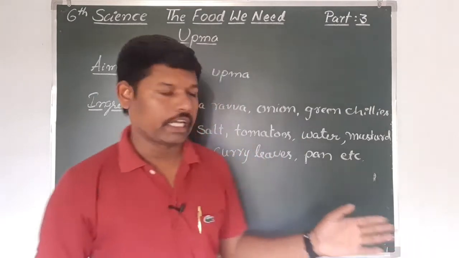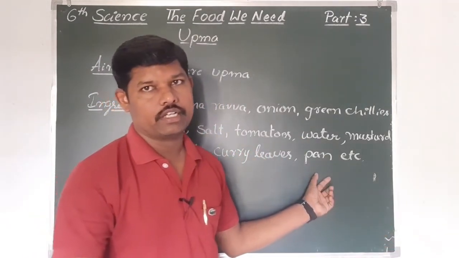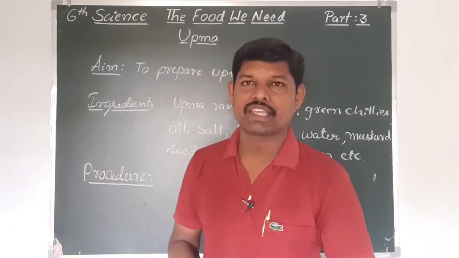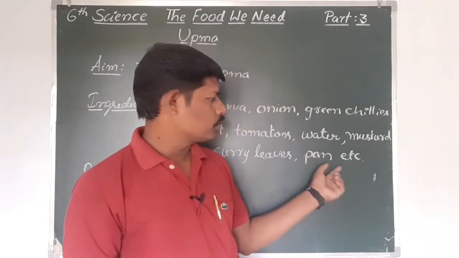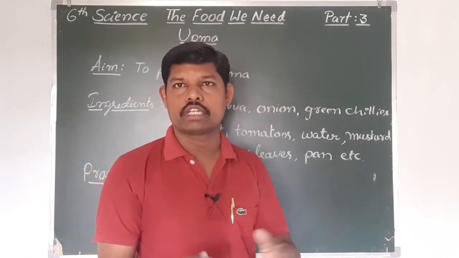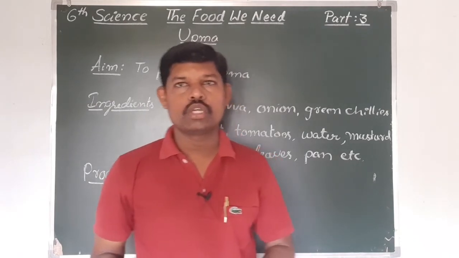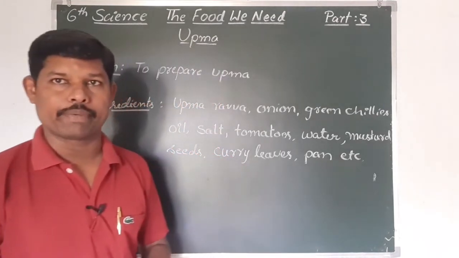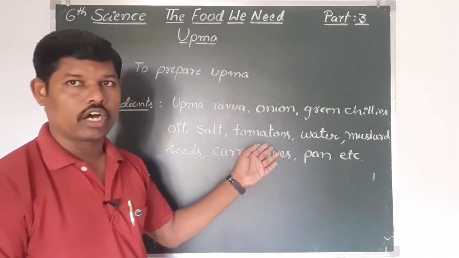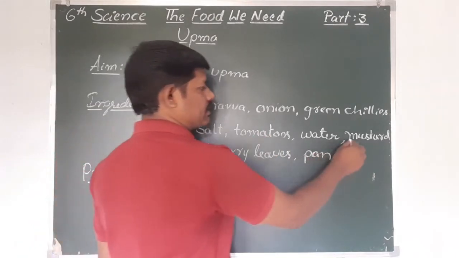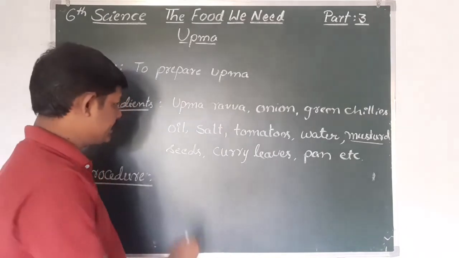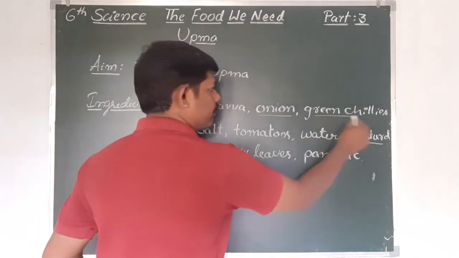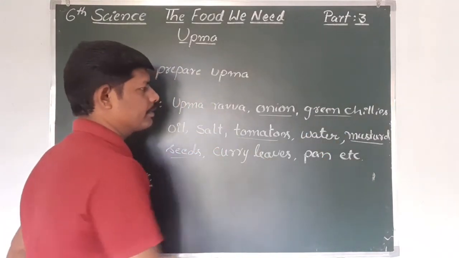Now take the pan. Already we have a pan. Keep the pan on the stove and start the stove with a low flame. After 2-3 minutes the pan becomes a little hot. Then pour 2 to 3 spoons of oil in the pan. After the oil becomes hot, you have to add mustard seeds. Next, onion pieces, green chili pieces and tomato pieces.